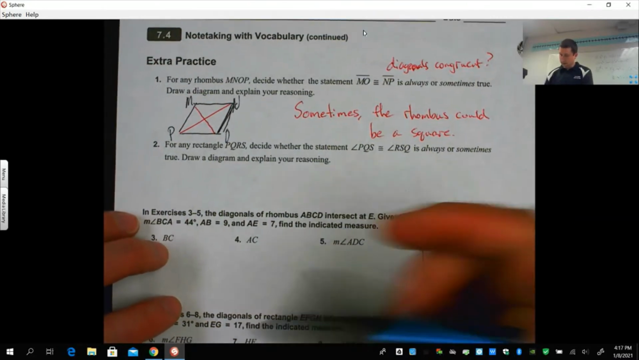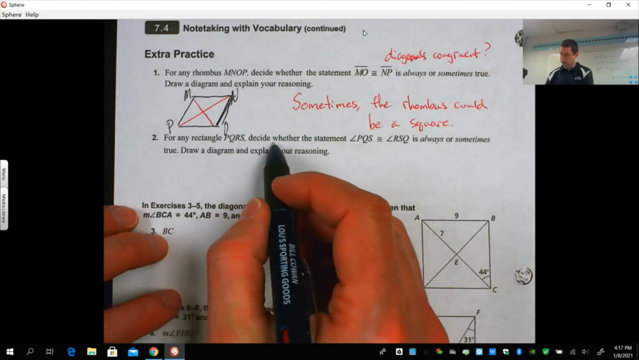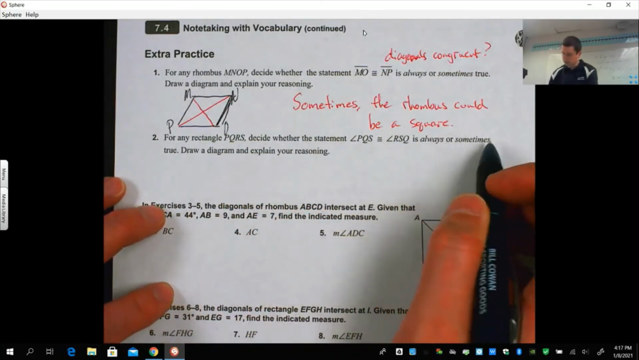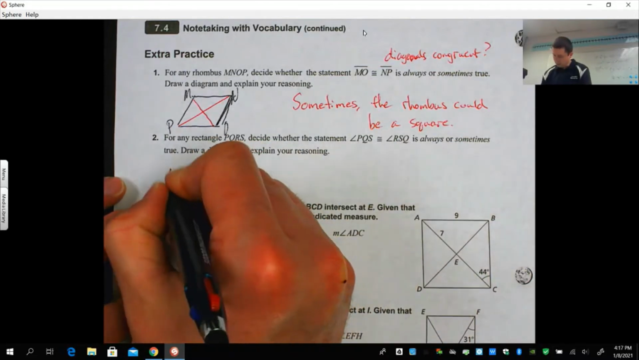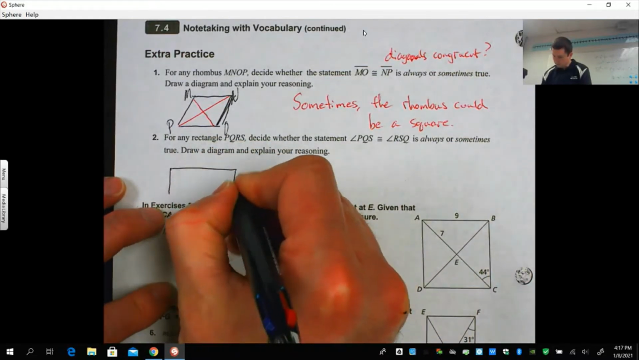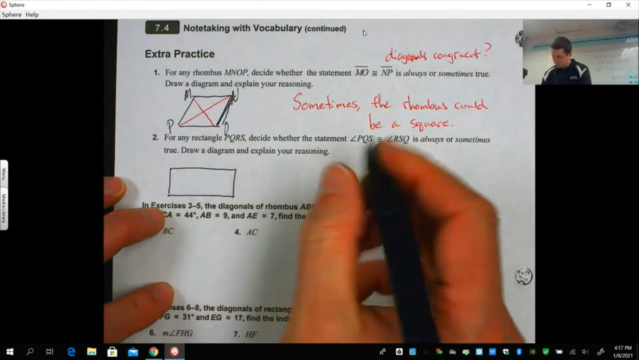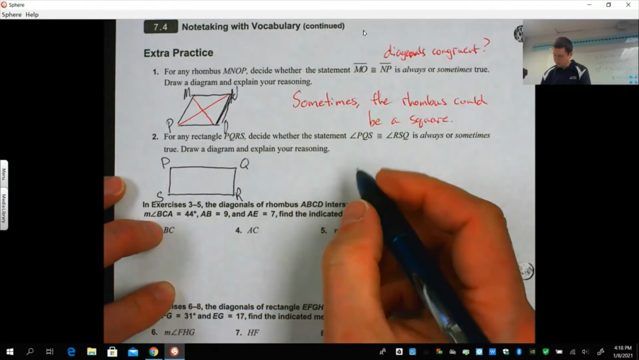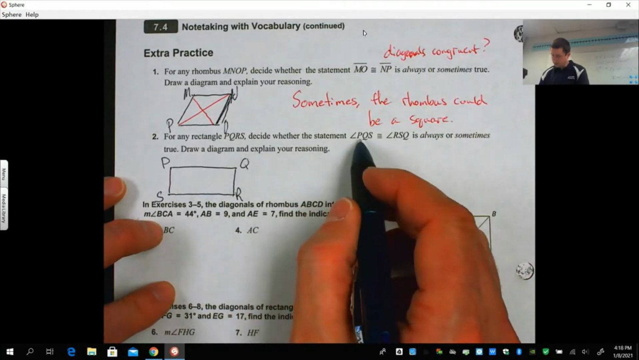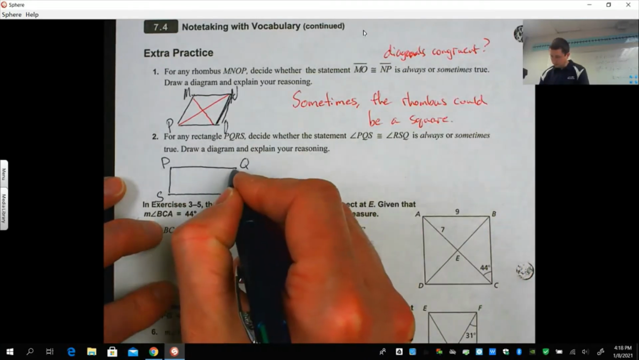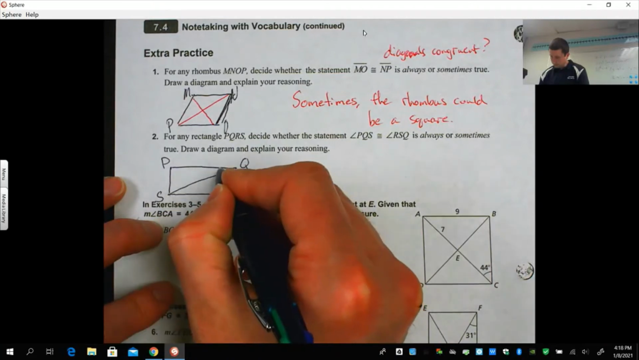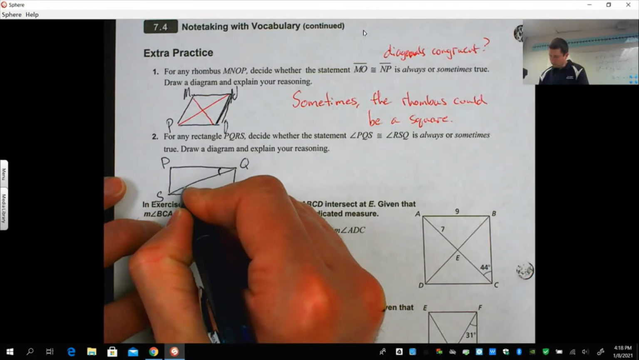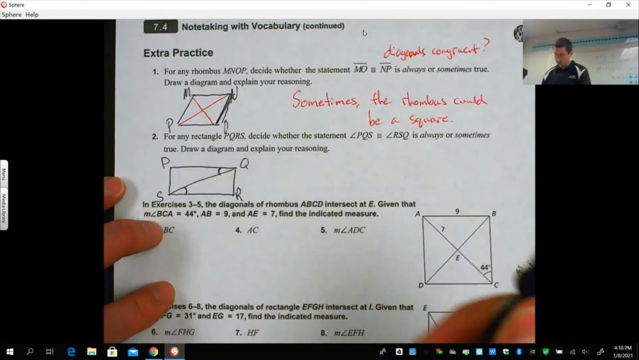Okay, for any rectangle PQRS, decide whether the statement angle PQS is congruent to angle RSQ is always or sometimes true. Draw a diagram. Explain your reasoning. PQRS. They want the statement PQS. So PQS, so I have to draw this diagonal. So this angle here is congruent to RSQ. Okay, is that always or sometimes true?